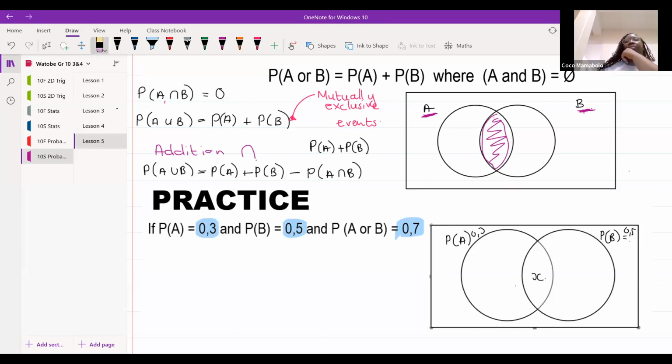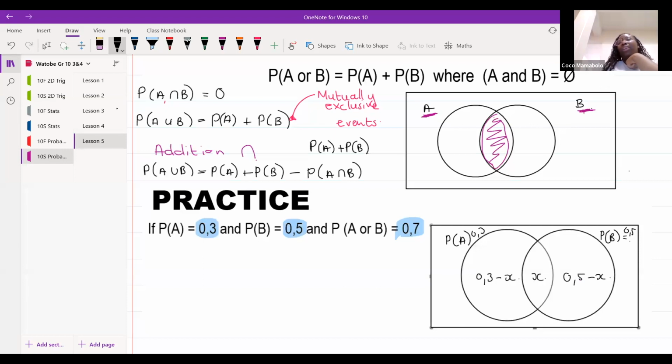For the probability of A, if the whole of A needs to be 0,3 and the intersection is X, what do we know about A? What does it need to be? Isn't it 0,3 minus X? Correct, yes, 0,3 minus X. And what about the probability of B? 0,5 minus X. Beautiful, 0,5 minus X.